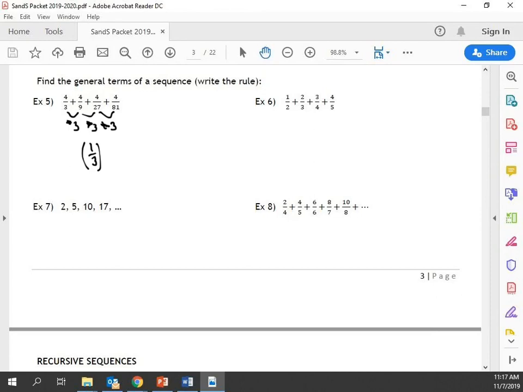What's the first term? 4. No, just literally write the first term. Four thirds. It's the first term. It's 4/3. So it's your first term times that common ratio raised to the n minus 1 power.